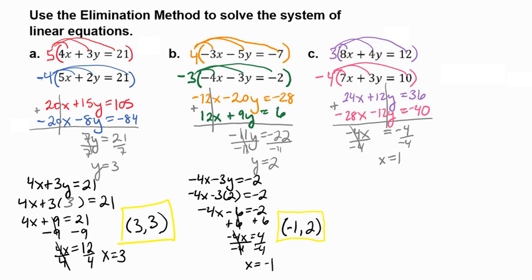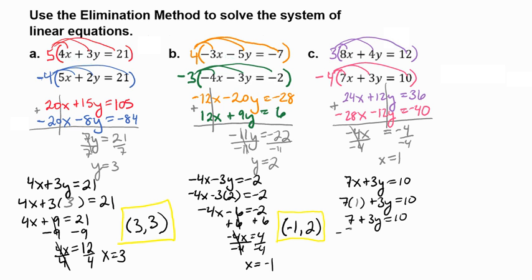So now we have to decide which equation we're going to plug our 1 into. Are we going to choose the top equation, or are we going to choose the bottom equation? It doesn't matter which one we choose, as it will give us the correct y value either way. So I'm going to go ahead and choose the bottom equation. And I'm going to take out my x, and I'm going to be replacing my x with the number 1 that we just got, which gives me 7 plus 3y equals 10.